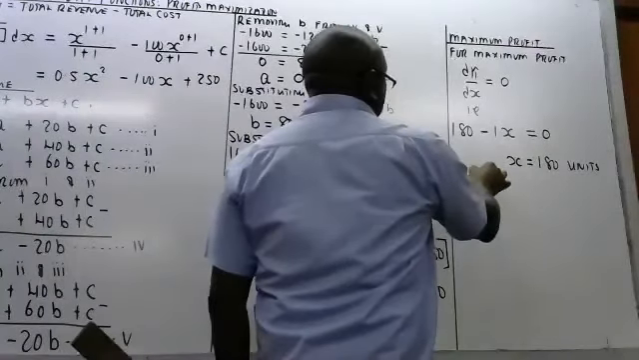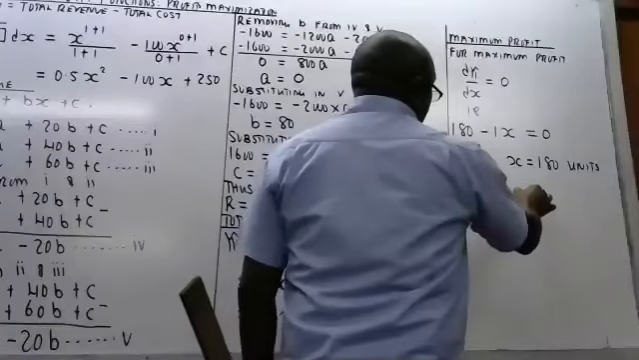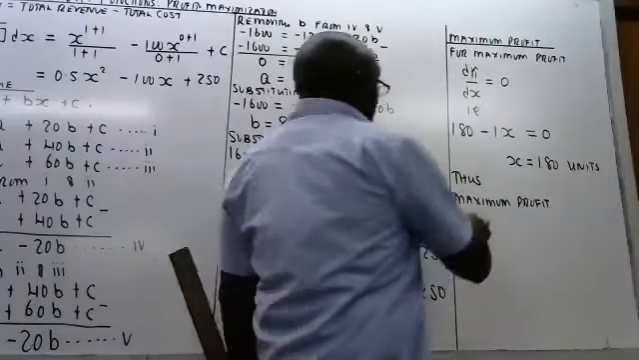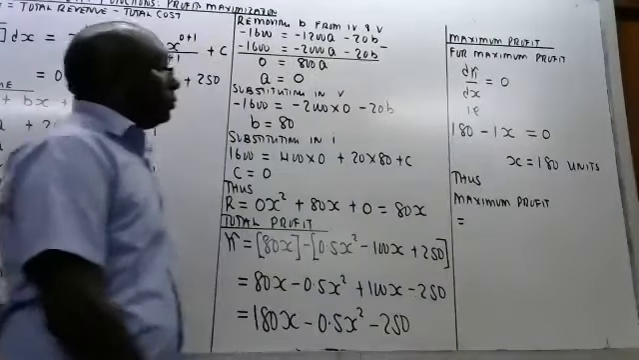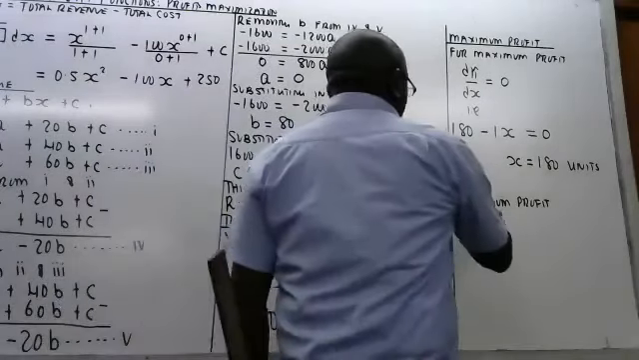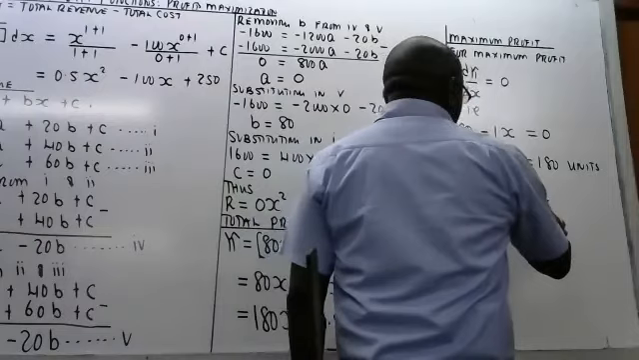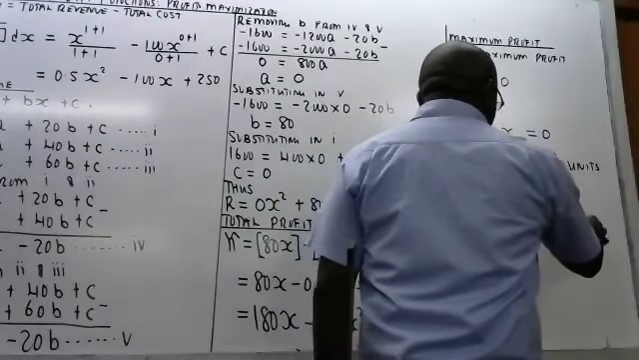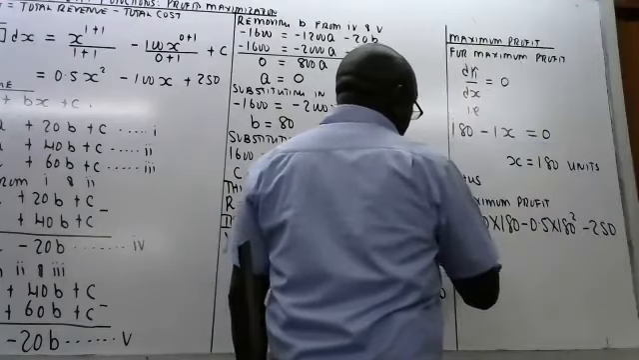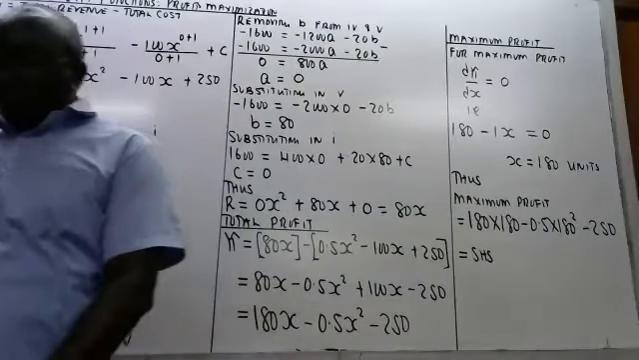And thus, maximum profits will be equal to, you substitute that in this function. Therefore, 180 times 180 minus 0.5 times 180 squared minus 250. So out of that, give me the value of the profit.